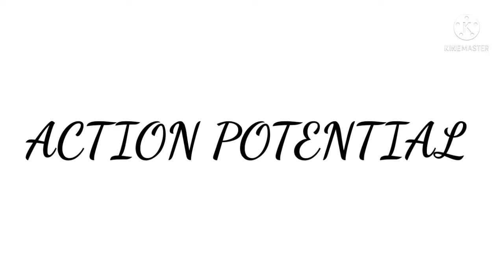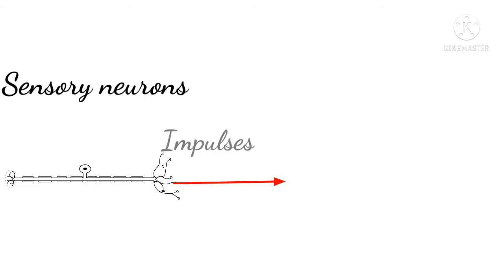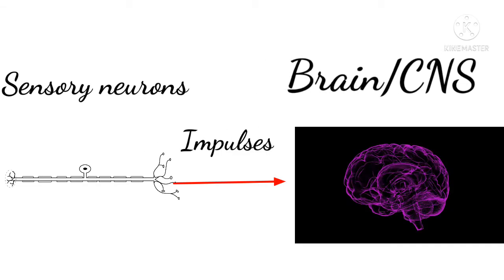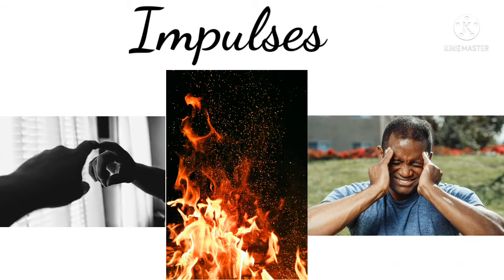Here what happens? The sensory neurons are the neurons which take impulses from the peripheries to the CNS or brain. Basically, when there is a stimulus or when something happens to the body, this information has to be sent to the CNS. How is this sent? Through the sensory neurons. This information is carried as impulses from the peripheries to the central nervous system. The impulses could be touch, heat, pain, or any proprioceptive stimulus.